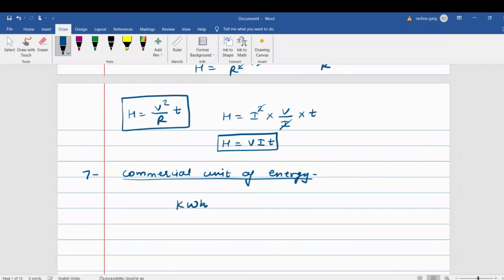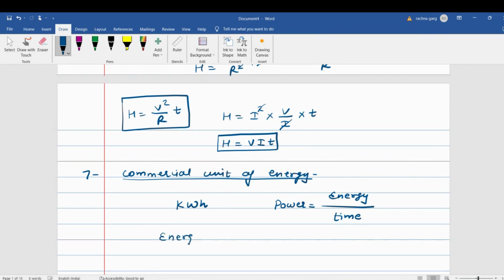It's kilowatt hour. Are you getting? Why? Because power is energy consumption, rate of energy consumption. Energy by time. When you use the word rate, that means with respect to time, how much energy is getting consumed or how much energy is getting produced. Power is energy by time.